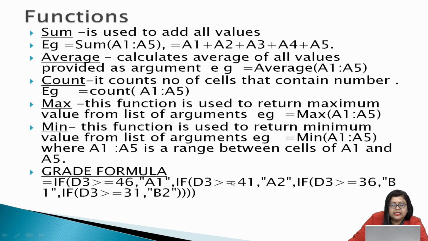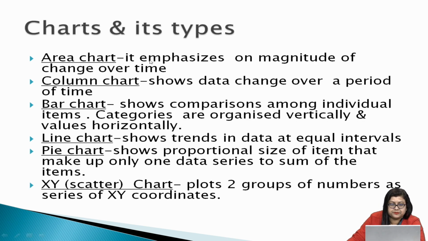If they are greater than or equal to 41, we are giving A2. If it's greater than or equal to 36, we are giving B, and if it is greater than or equal to 31, we are giving B2. So we have given the grades according to the marks percentage, according to the formula or criteria for selection. Then comes charts in Excel.